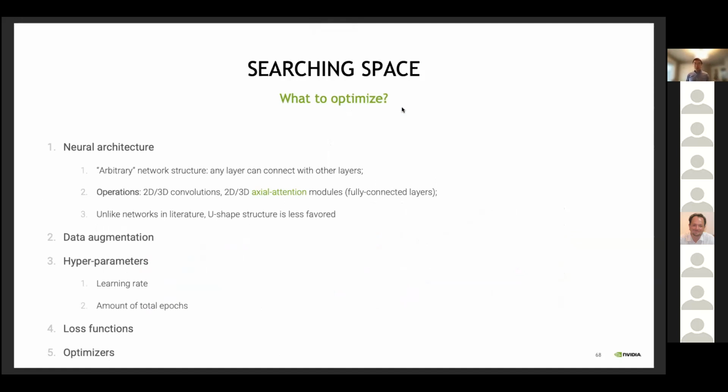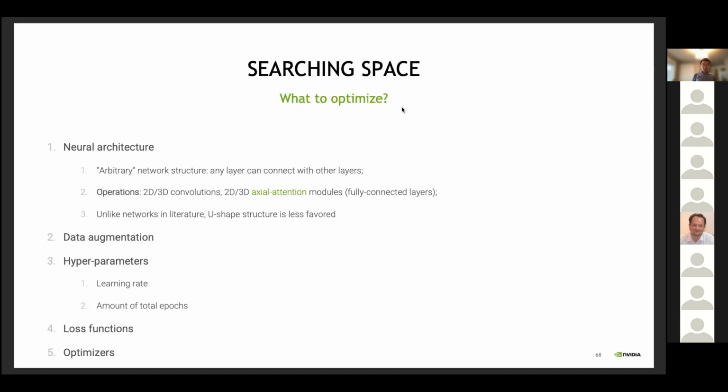So what to optimize? AKA the searching space. We are trying to incorporate all the advances here. So we search for the architecture, augmentation, especially which augmentation to use, and the hyperparameters, loss function, and optimizers.